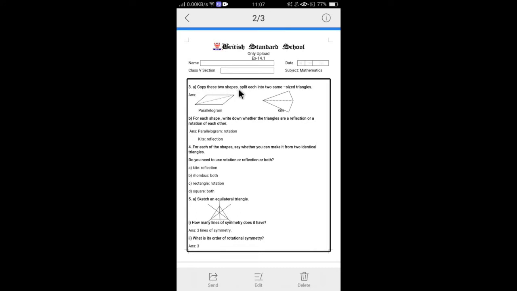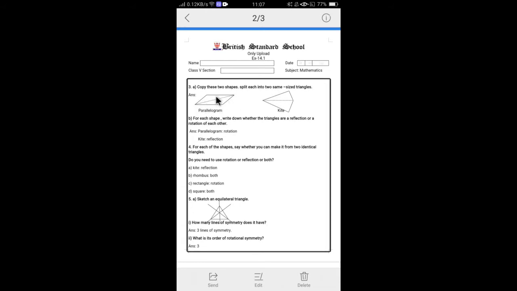Copy these two shapes. You have to draw them in your copy; the pictures are given in your book, so we have to draw them exactly the same. Then they're telling us to split each into two same-size triangles. As you can see, the middle line I have drawn later. At first it was not there. Split means you have to cut from one corner to another corner. You have to draw a diagonal line.